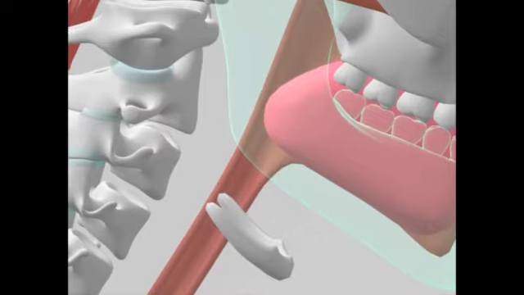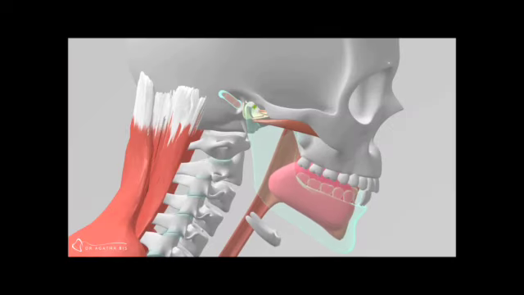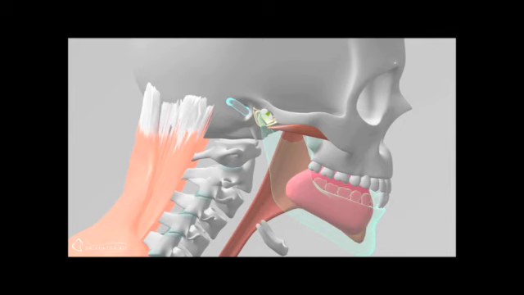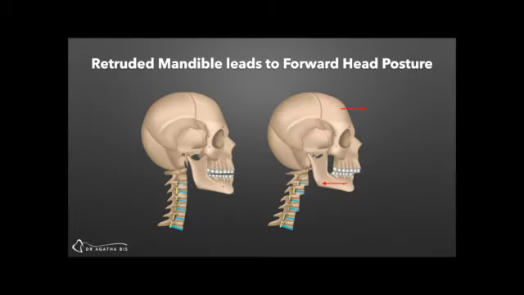So the only way to get the airway to open again is for the patient to slide their head forward, so forward head position. As they slide their head forward, the tongue moves out of the way, but now the neck is strained, and so are the neck muscles, shoulder muscles, and head. So a retruded mandible leads to forward head posture.